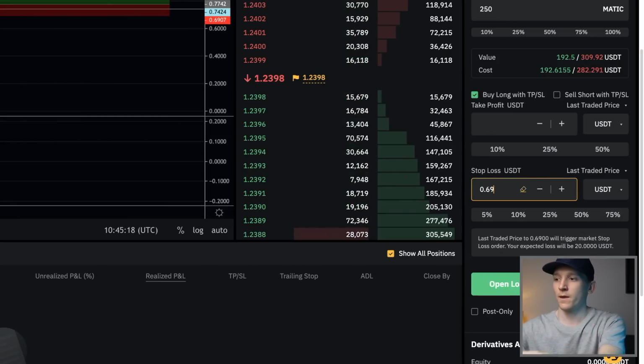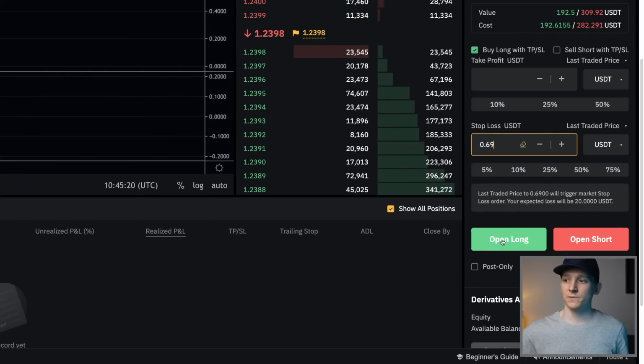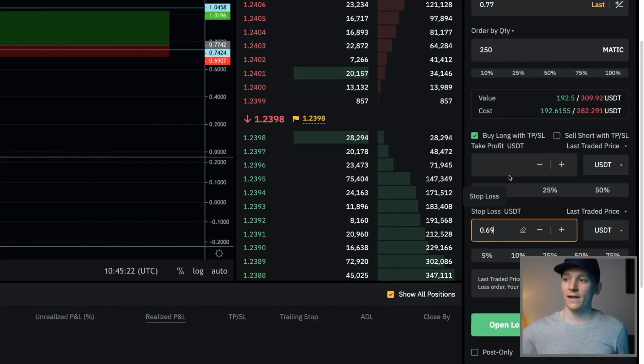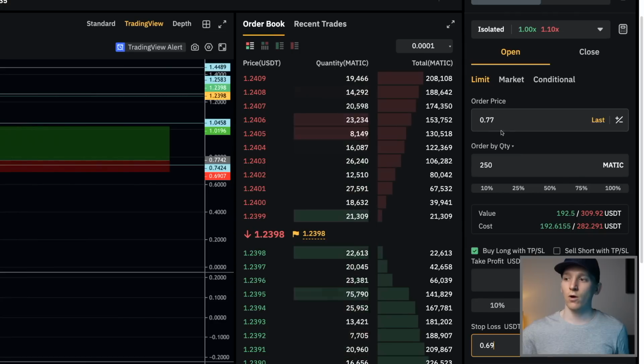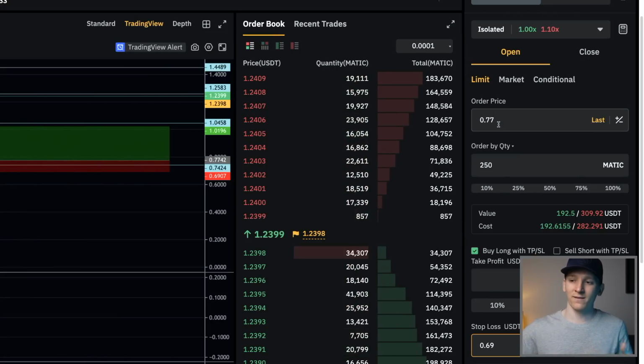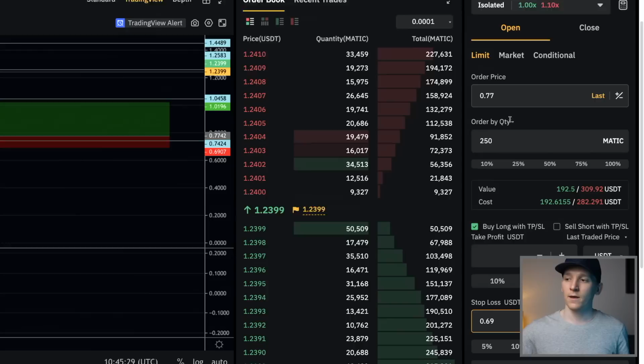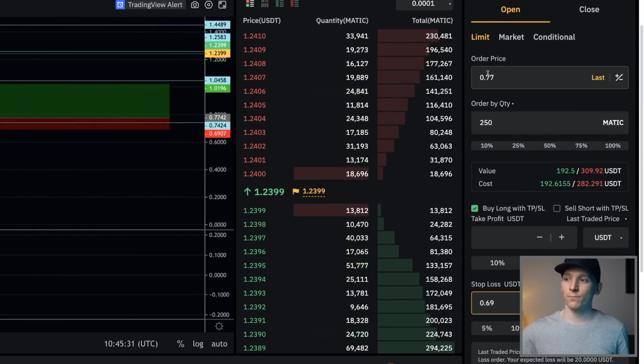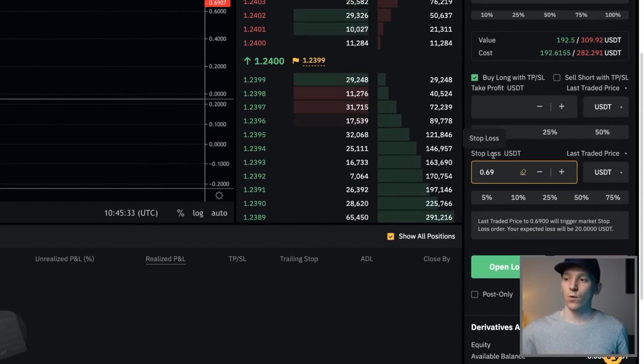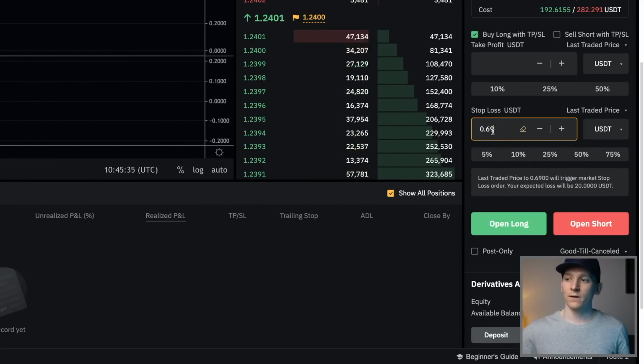So we can put that in. Now, when we enter this position, so we just press open long, the system will enter a couple of different positions. It will go long at this price level, as long as the price is there. It isn't there now. This is an example, and it will enter the buy order at this price with this amount of coins, but it would also enter a stop sell order at 69 cents as a stop loss. So you get all of those positions in.